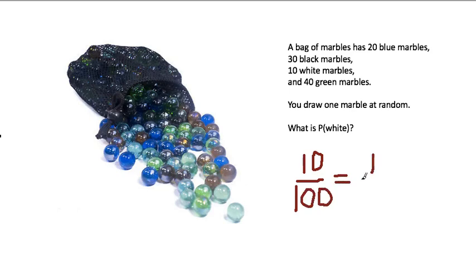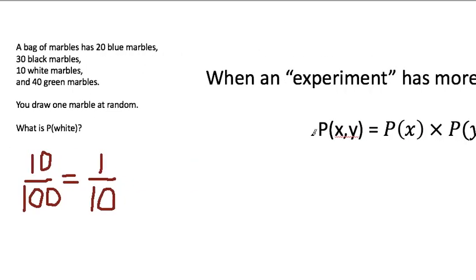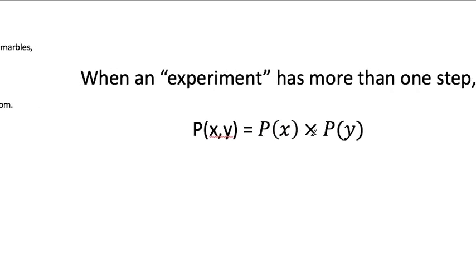And since it's probability, I can express it a number of different ways. Here, the probability of white could be expressed as 1 over 10. I could also express it as 0.1, which is the decimal equivalent of the same thing, or 10%. Any of those would be a correct answer here, right? And so that's your basic probability. That's just your favorable outcomes divided by your total possible outcomes.